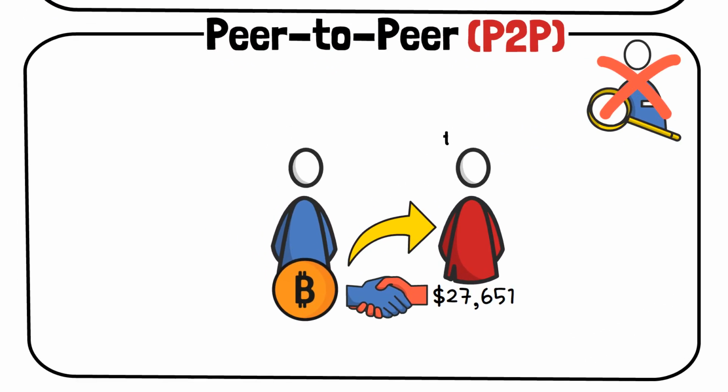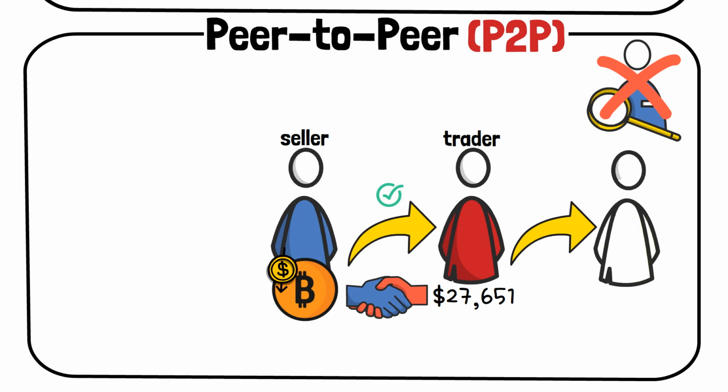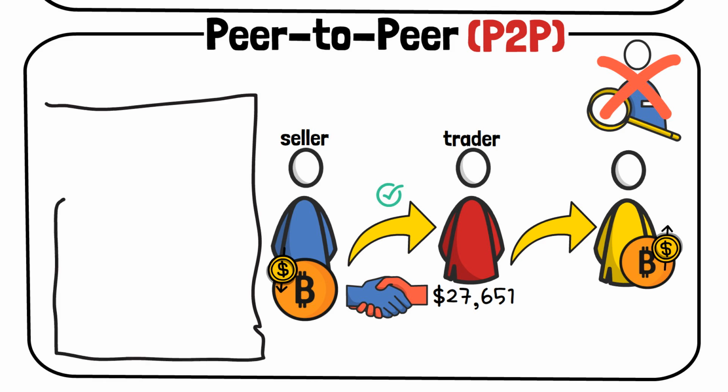So, P2P arbitrage happens when a trader finds a seller on one P2P platform offering a crypto asset at a lower price than the market rate, buys it, and then immediately sells the same cryptocurrency on another P2P platform at a higher price. Yet, P2P arbitrage opportunities come with a handful of risks.